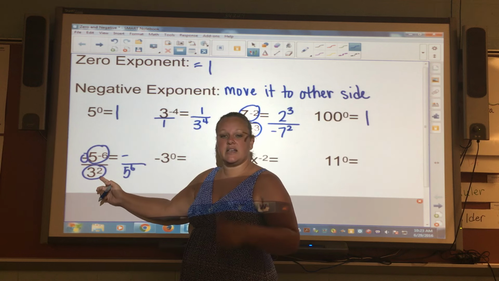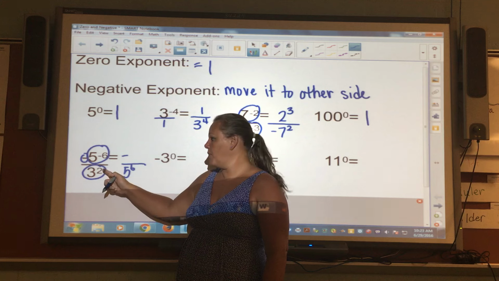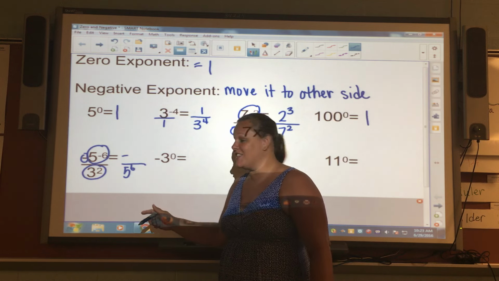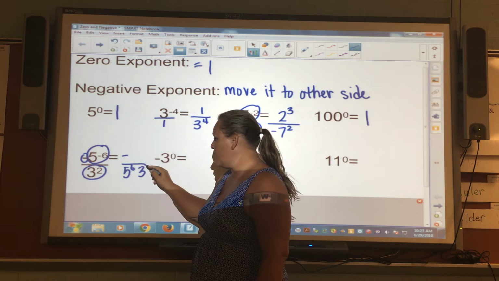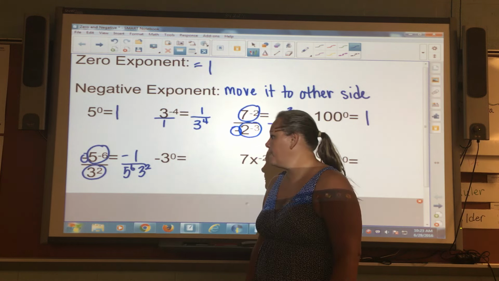And then the 3, is it going to stay, move, or turn to 1? It has a positive exponent, so it's going to stay where it is. 3 squared will stay. And then we always need to remember to fill in with that 1.